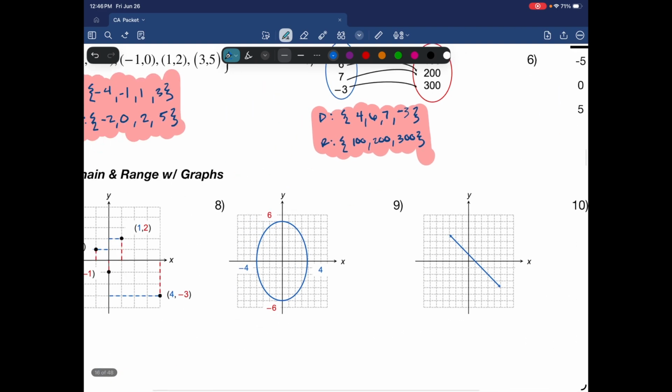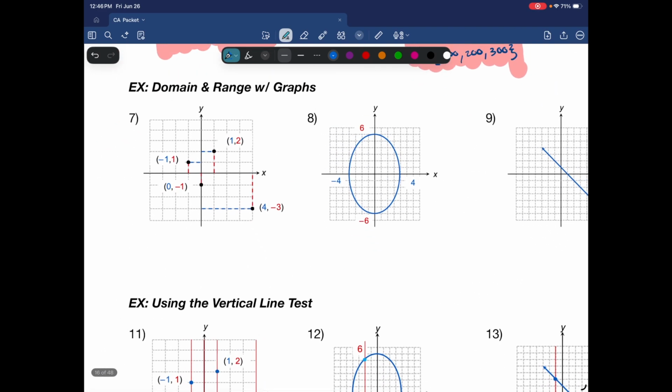Okay? Now, how do you do this from a graph? Well, on 7, we just have a list of points. Just going from left to right, -1, 0, 1, and 4. So my blue numbers are the domain because they're my x's, and my range is the red numbers, which is my y's. So I got 1, -1, 2, and -3. Again, you can put them in order, or you can just put them in there. It doesn't really matter, as long as they're all there.